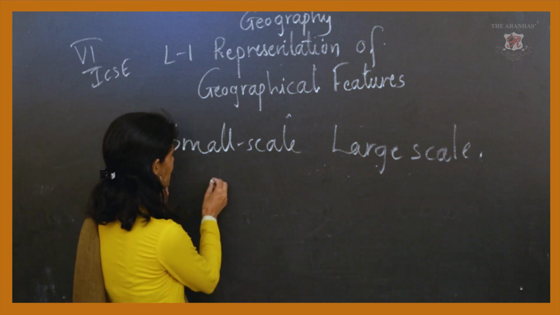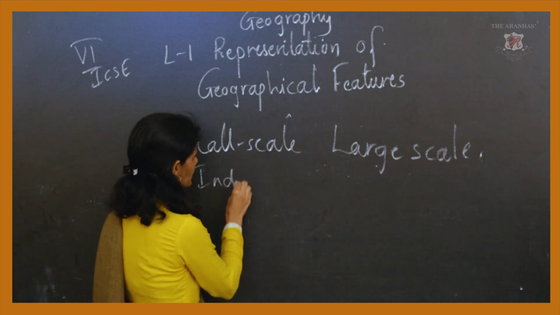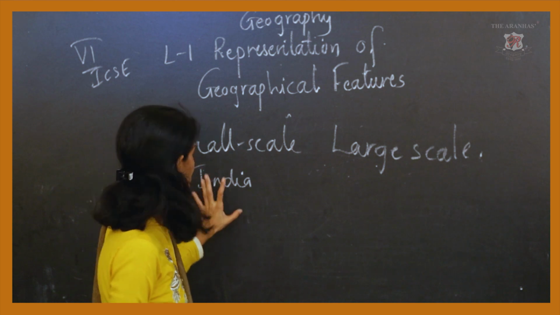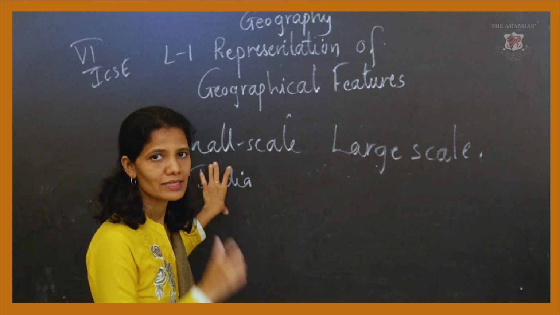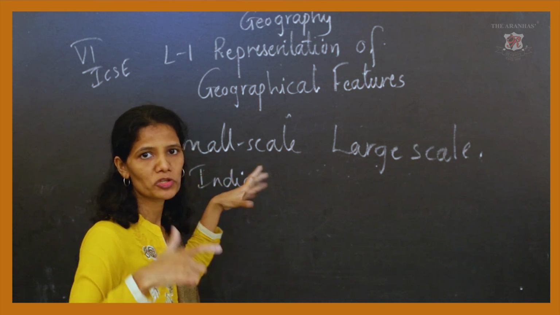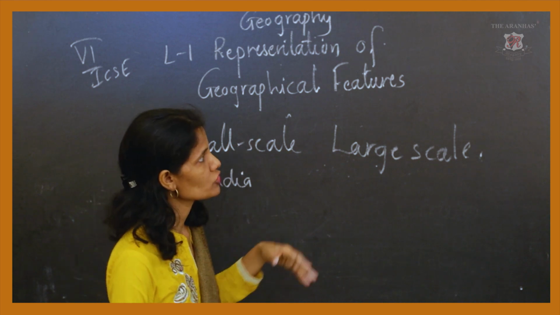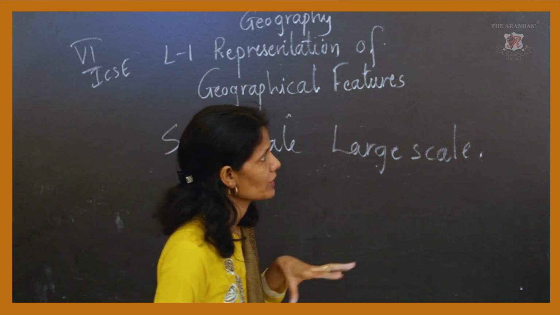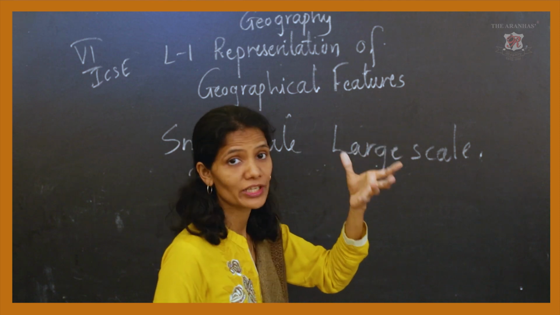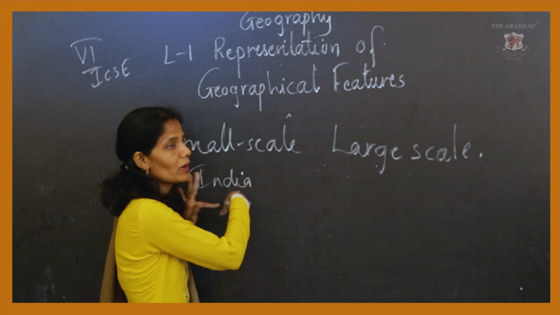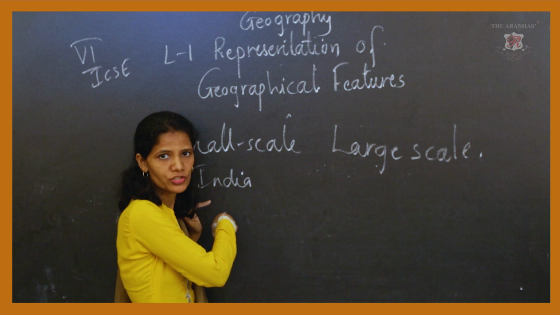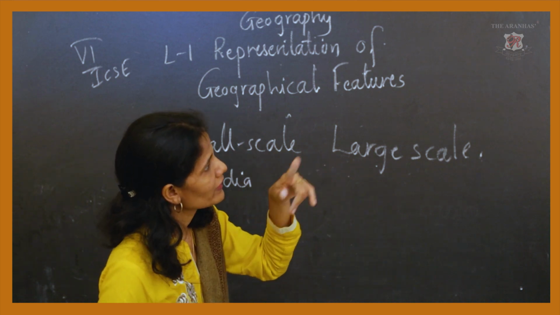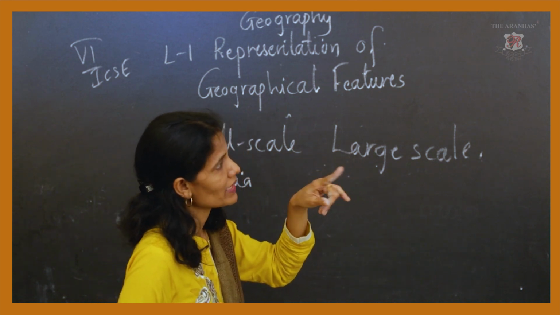For example, if I am writing an India map, India's map is there, which can be a small scale. The scale is small, but the information is more. How the information is more? It is about the country, about the atlas. They cannot show much detail. We cannot study more detail about any city or about any village in a small scale. Why? They cannot.